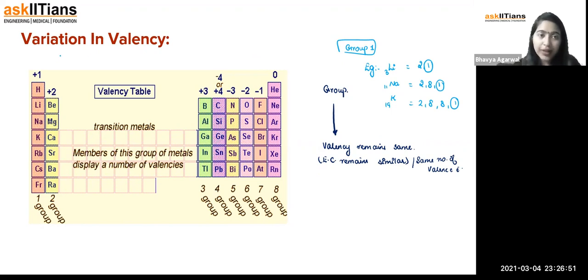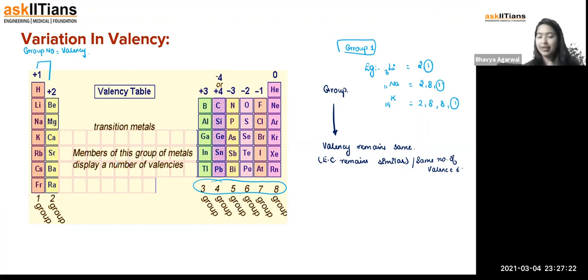So for group 1 and 2, the group number is equal to their valency. In the case of group 1 and 2, the group number also denotes the valency. Now see, here they have written group 3, 4, 5, 6, 7, 8 because these are the group numbers as per Mendeleev's periodic table.